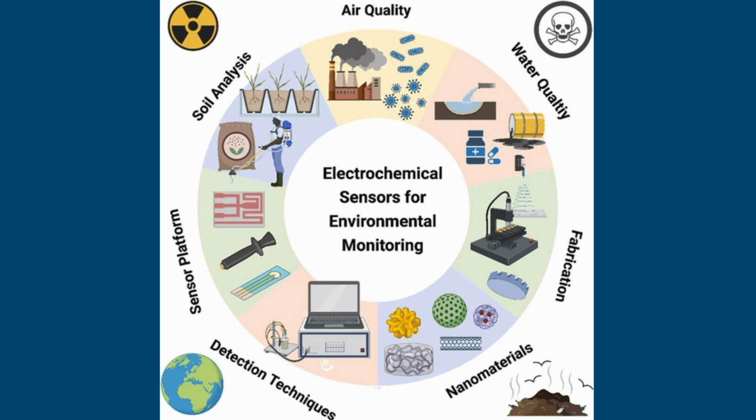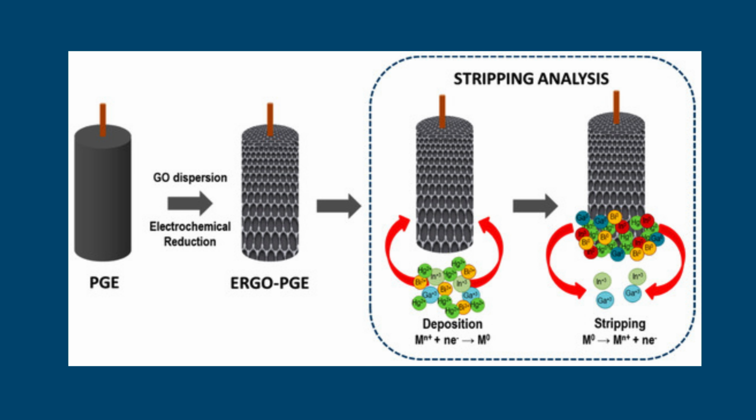Environmental monitoring represents another critical application area for electrochemical sensors. The detection of trace levels of pollutants, including heavy metals, organic contaminants, and inorganic ions, is essential for assessing environmental quality and ensuring public safety. Electrochemical stripping analysis is a powerful technique for trace metal detection, involving a pre-concentration step followed by electrochemical measurement. This method offers exceptional sensitivity due to the accumulation of analytes at the electrode surface. Advances in sensor miniaturization and portable instrumentation have enabled on-site and real-time environmental analysis, supporting decentralized monitoring strategies.